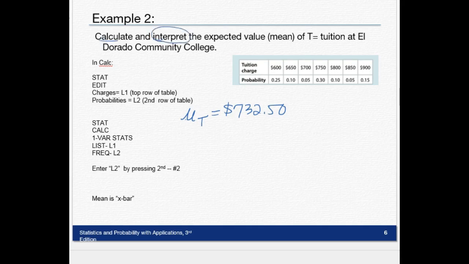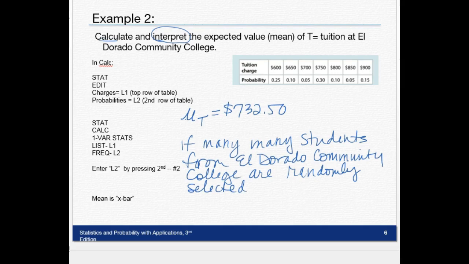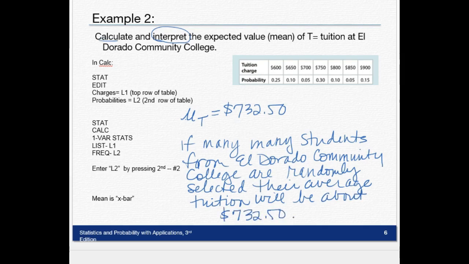Now interpret. Here's how you would interpret the mean. If many students from El Dorado Community College are randomly selected, their average tuition will be about $732.50. Okay? That's how you interpret an expected value.